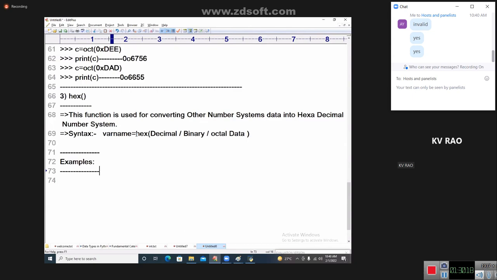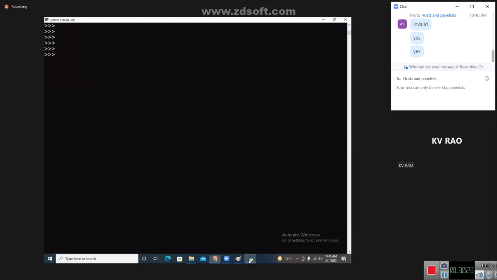Right. Coming to the next part, which is called hexadecimal. Let us make it hexadecimal here. A is equal to, now you are writing a decimal data, you take 15. Why am I taking a smaller number? Because you will understand it quickly. Something like h is equal to hex of A. What is the 15 equivalent in hexadecimal? Print of h. What is the value of that? Super. Excellent. F.